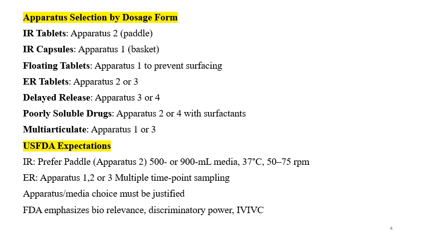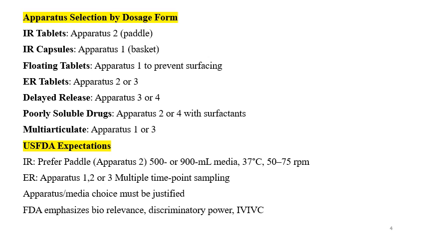US FDA has provided some guidance to the applicants on testing of the IR and ER formulations. IR formulations prefer paddle apparatus, that is apparatus 2, with a media volume of around 500 or 900 ml and paddle speed of 50 to 75 rpm. For ER formulations, apparatus 1 or 2 or 3 can be used and multiple time point sampling should be there.